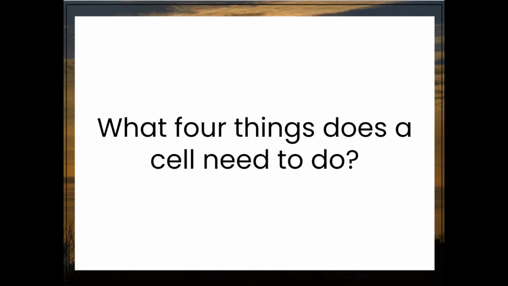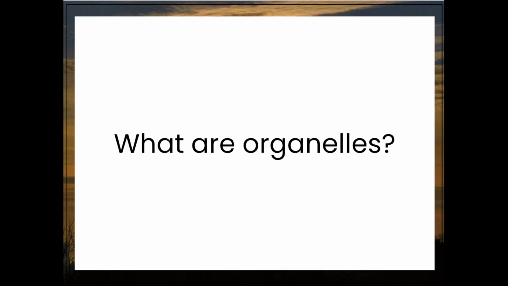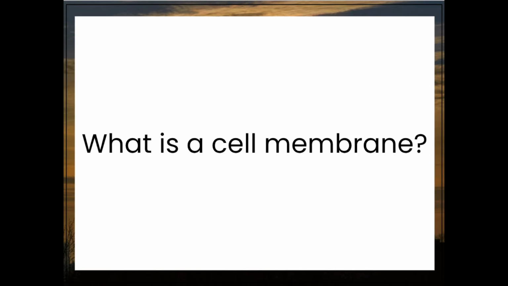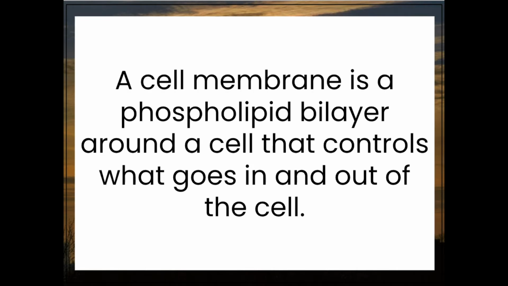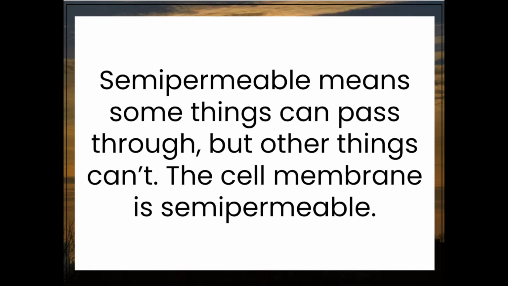What 4 things does a cell need to do? 1. Consume, store, and use energy. 2. Protect itself. 3. Reproduce. What are organelles? Organelles are the parts of a cell. What is a cell membrane? A cell membrane is a phospholipid bilayer around a cell that controls what goes in and out of the cell. What does semi-permeable mean? Semi-permeable means some things can pass through, but other things can't. The cell membrane is semi-permeable.